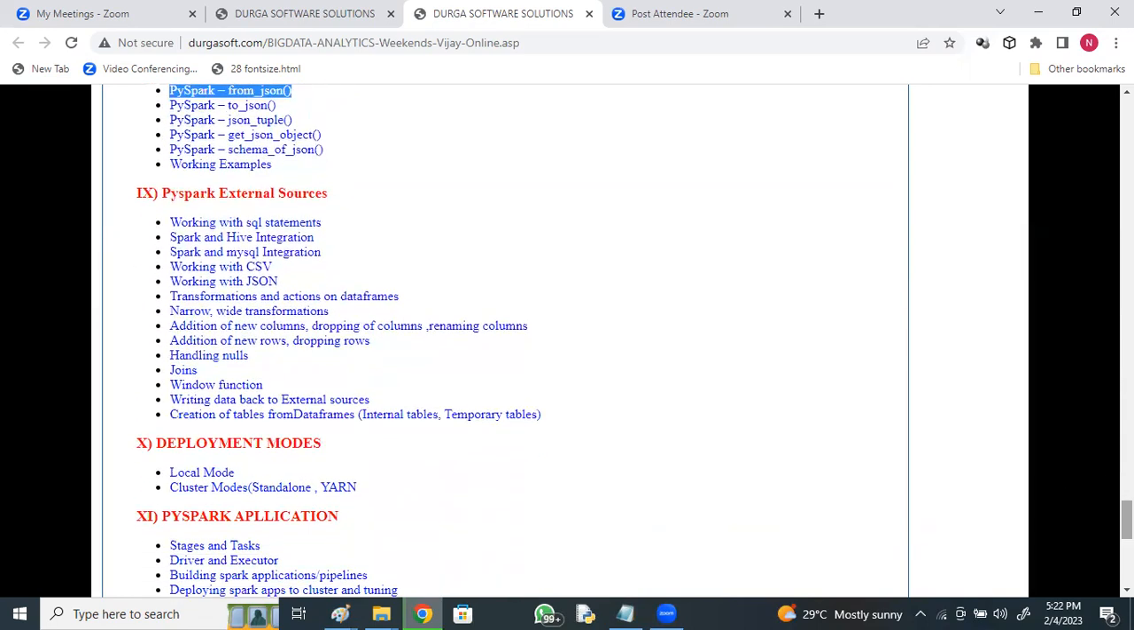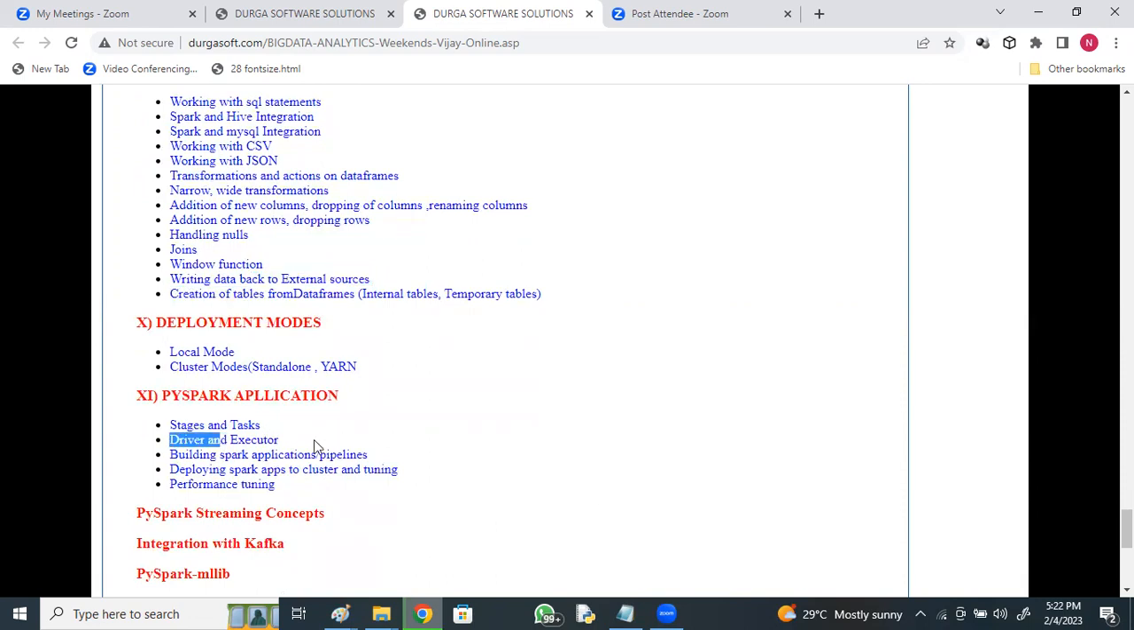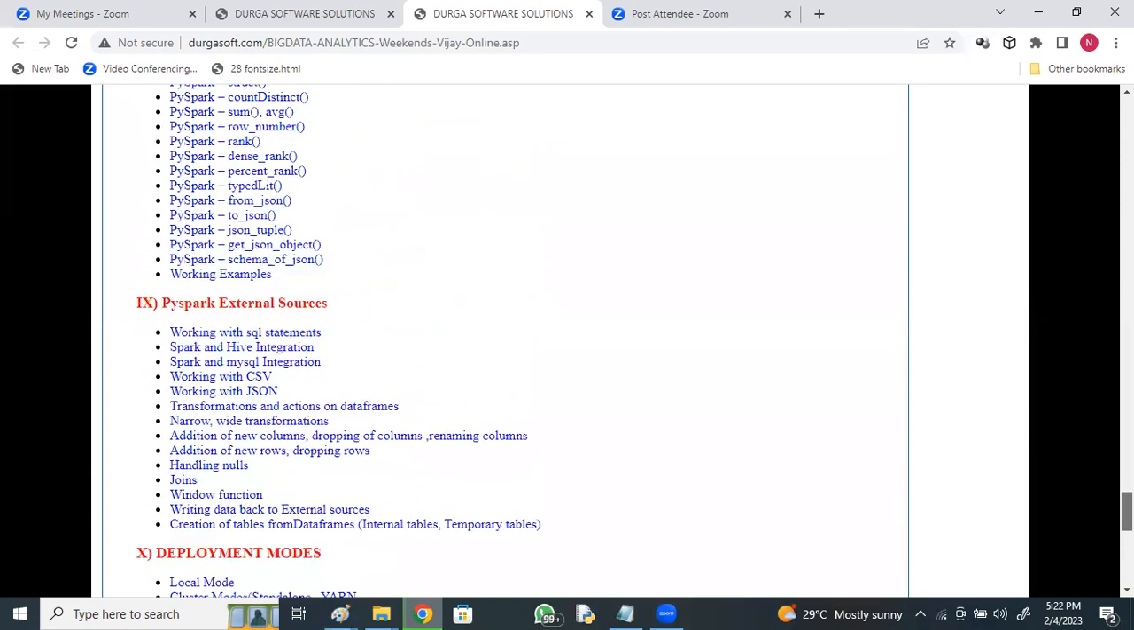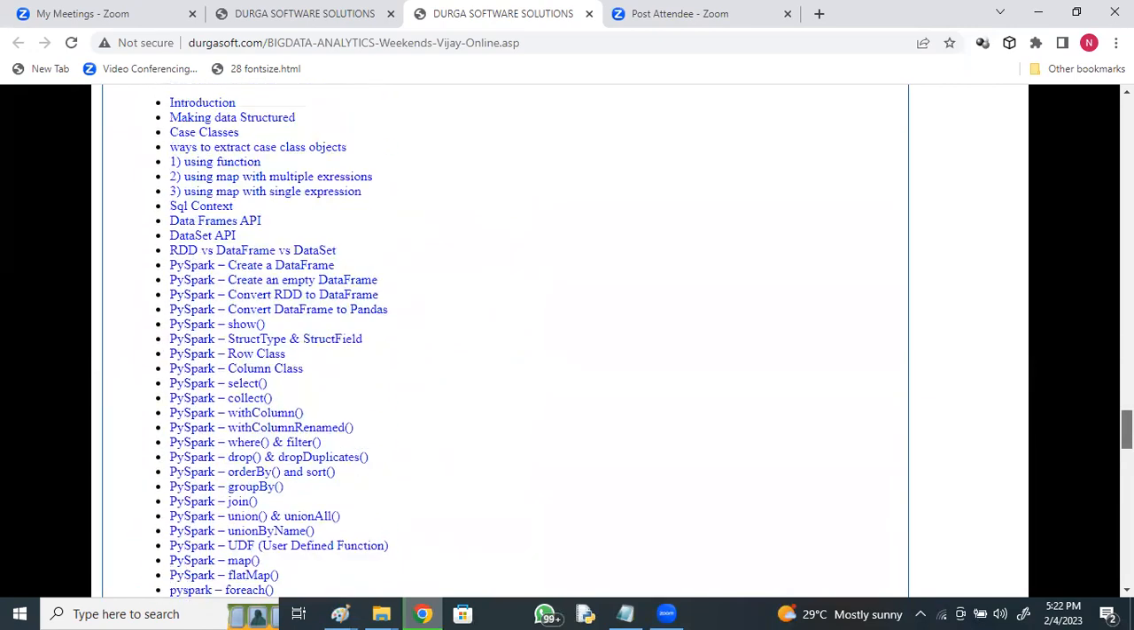And PySpark external sources, working with SQL statements, Spark and Hive integration, Spark and MySQL integration, working with CSV and JSON, transformations and actions, adding new columns, handling nulls, deployment modes, local and cluster mode, and PySpark applications, tasks, driver and executor, building Spark applications, deploying Spark applications to a cluster and tuning performance, right? And PySpark streaming and integration with Kafka, and some part of ML I'll be discussing, right? So in total, this is big data, Hadoop and Spark in brief. We'll be discussing this.